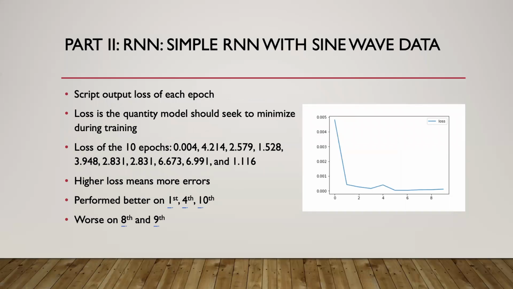So the loss for this, out of the 10 epochs, you can see the numbers listed here. The higher loss means more errors. So it performed best on the 1st, 4th, and 10th, which is really low. As you can see, some of these are pretty high comparatively to the low ones. It performed worse on like some of the last 2.